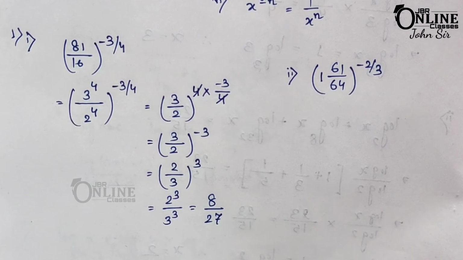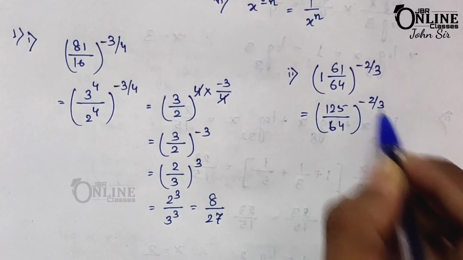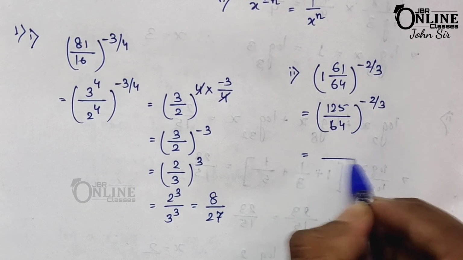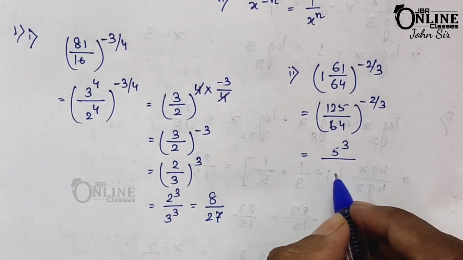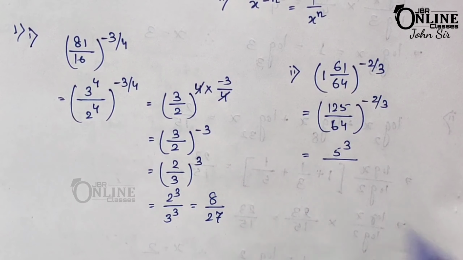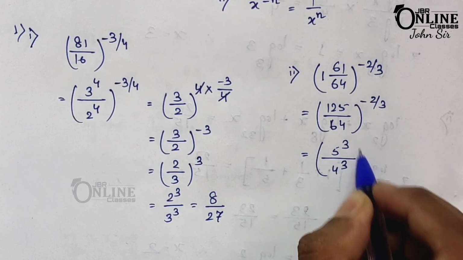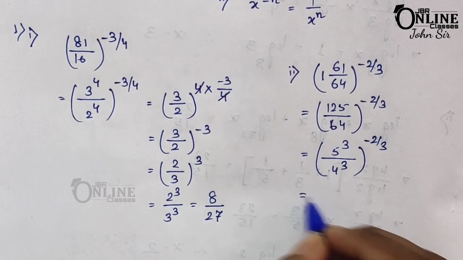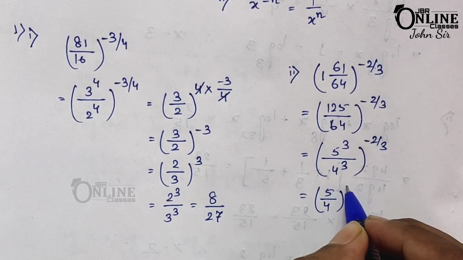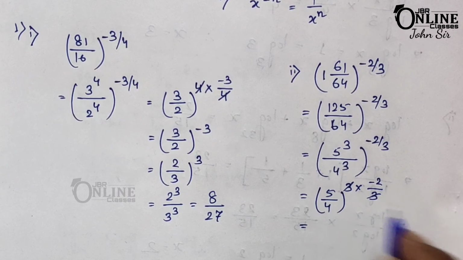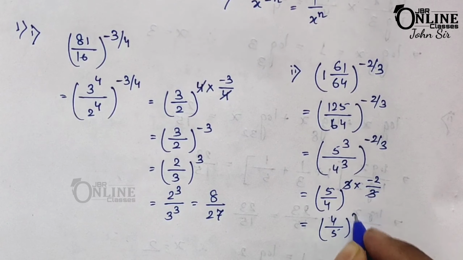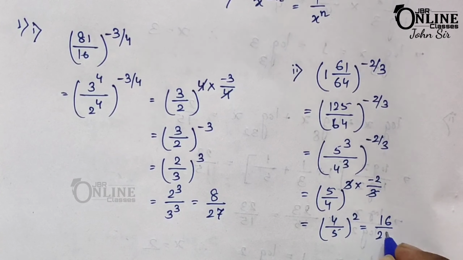As well as the second one: 1 whole 61 by 64. So it becomes 125 by 64 whole to the power minus 2 by 3. Now 125 is 5 cube and 64 is 4 cube, to the power minus 2 by 3. So it will be 5 by 4 whole to the power 3 into minus 2 by 3. As here it is minus 2, write down here 4 by 5 whole square. So that equals 16 by 25.